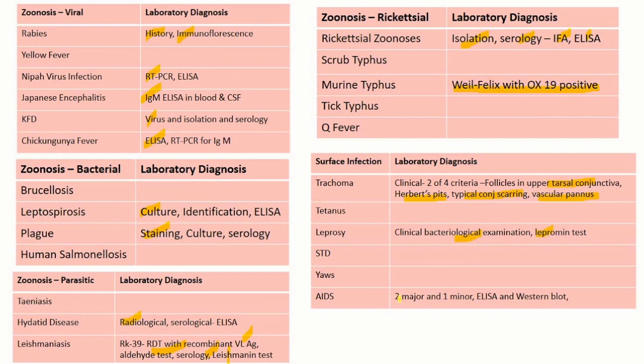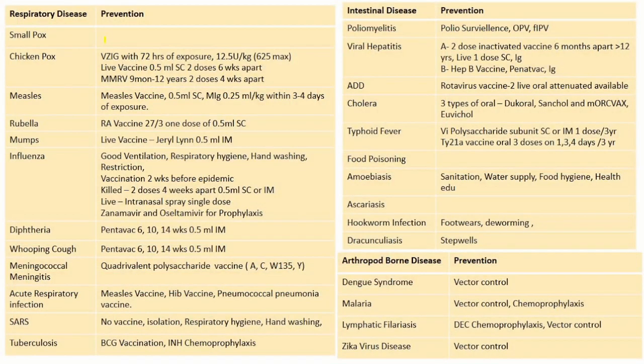AIDS, 2 major and 1 minor criteria is there. Western blot is a specific test used for confirmation. ELISA is a sensitive test used for screening test. So how to prevent these diseases?